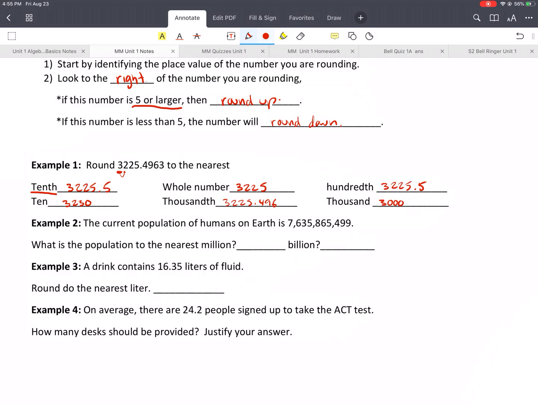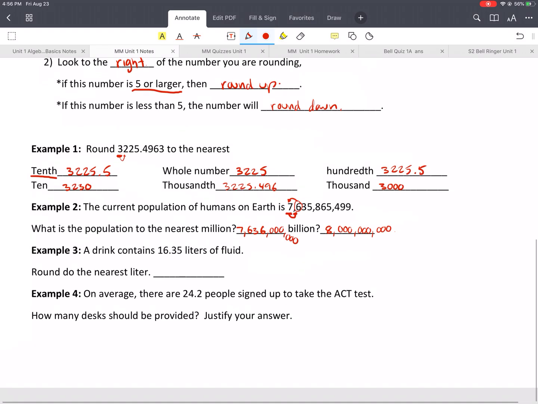So the million value would be right here. Look to the right, it's greater than 5, so we'd write 7,636,000,000. Okay, round to the billion. Our billion is right here. Look to the right, and since it's greater than 5, we would increase our 7 to 8. We get 8 billion.